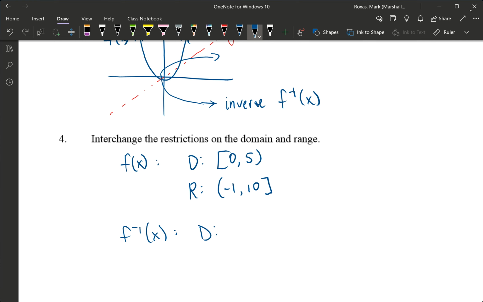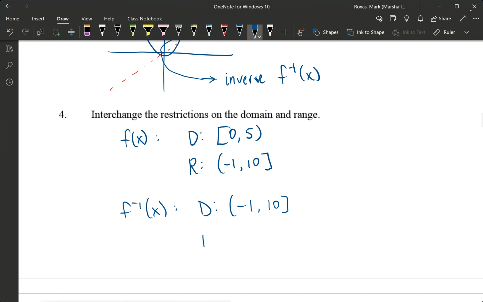the domain of the inverse function would just be the range of the function. So my domain takes on the interval -1 round bracket to 10, including 10 square bracket. And the range for the inverse function will be the domain of the function. So the range here is 0 to 5, inclusive of 0, but not inclusive of 5. So square bracket for 0 and round bracket for 5.